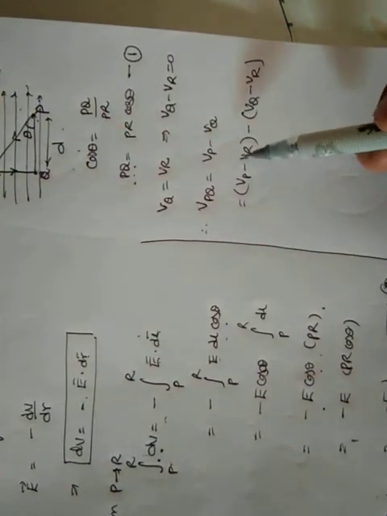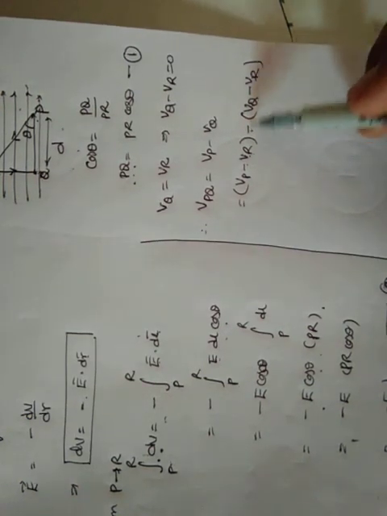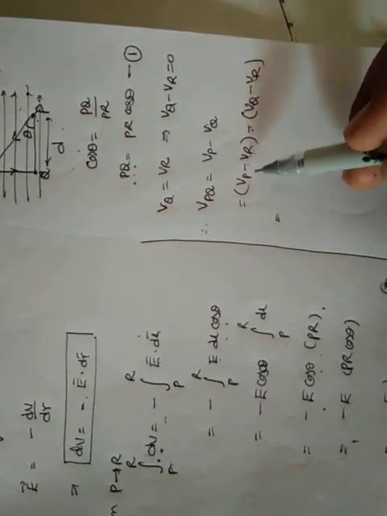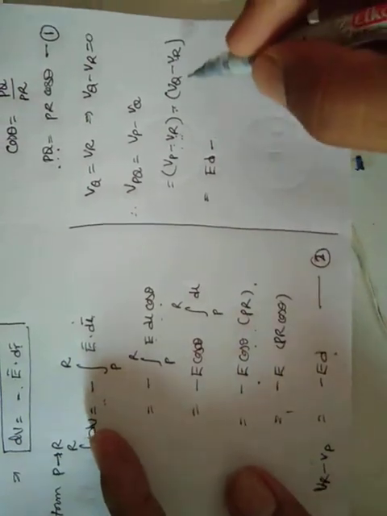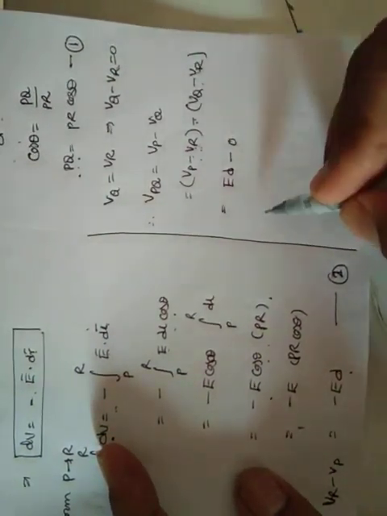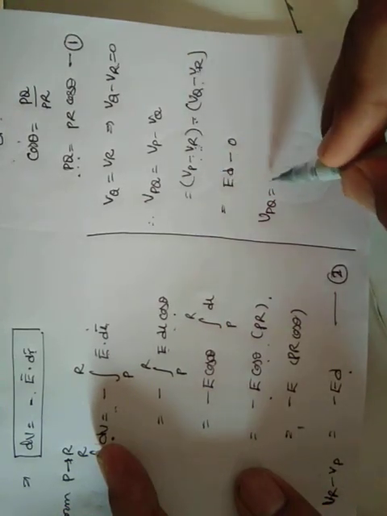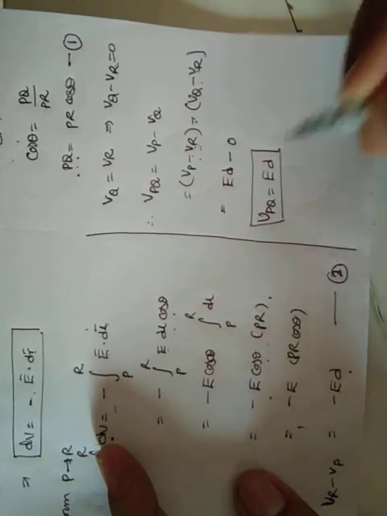Therefore, what is VPQ? Can I say VPQ can be written as VP minus VQ, based on the previous knowledge we have? So from this I can say VP minus VR, and I'm adding minus VQ minus VR. This is a simple mathematical relation. I'm just adding plus VR and minus VR. If you multiply the minus into minus VR, VR will get cancelled. Then VP minus VR is ED. So ED minus, what is VQ minus VR? 0. So the potential difference between P and Q is simply E into D.